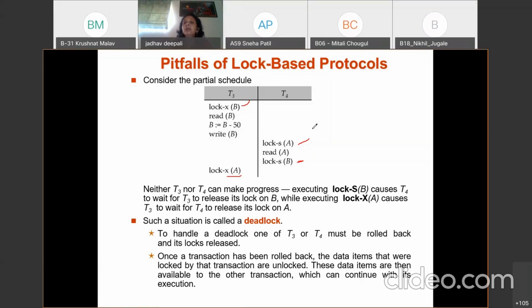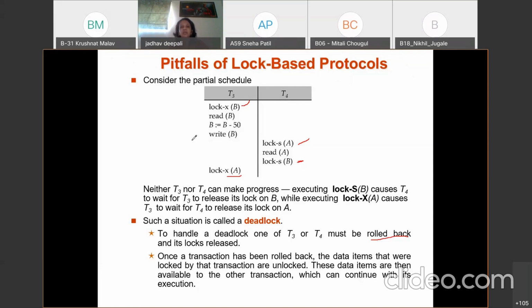What do we call a deadlock? One transaction is waiting for another transaction to release the lock, and the other transaction is waiting for the first transaction to release the lock. This situation is called deadlock. So, what to do once a deadlock happens? In that case, there is a simple method: roll back the transaction and restart it. Any one of the transactions is rolled back, not both.